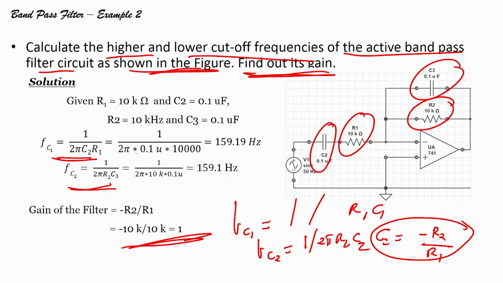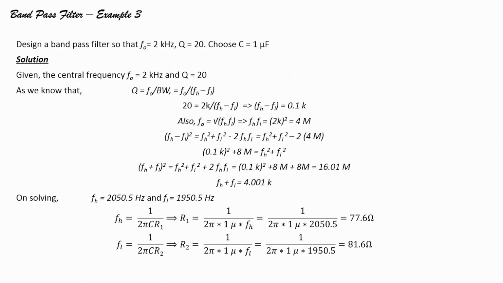Substitute the values, substituting values what we get? We get the value of FC1 and FC2, very easy, super easy. Then let us solve one more problem. Design a band pass filter so that FO equals 2 kilohertz.